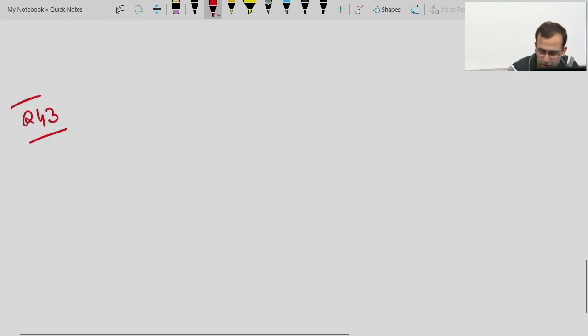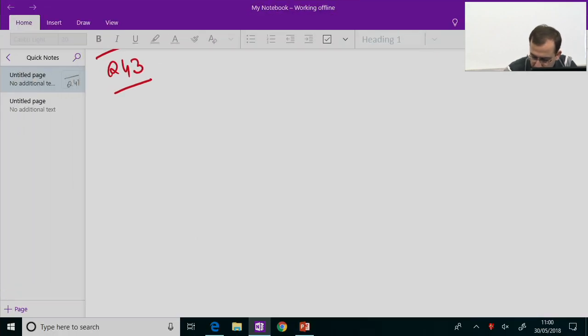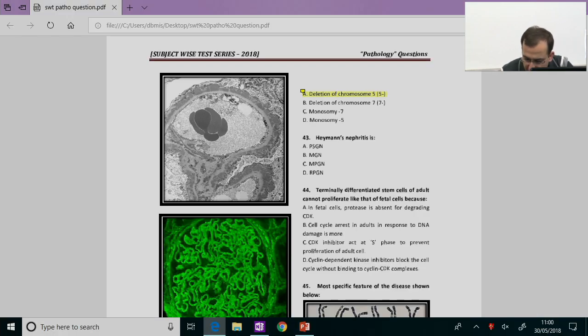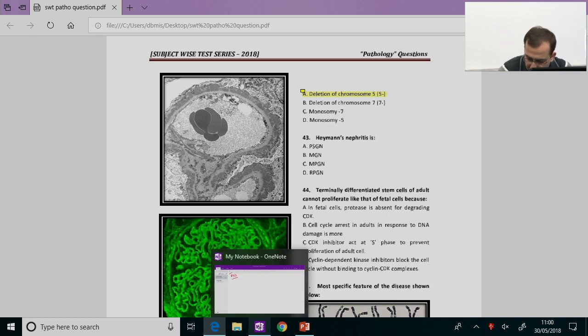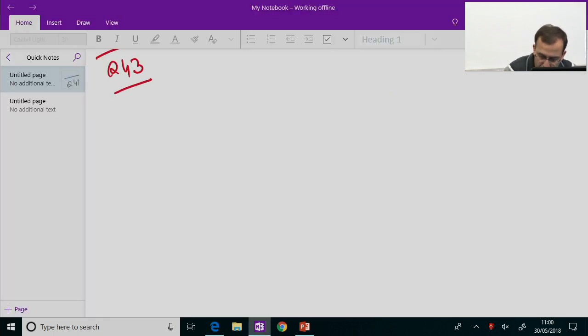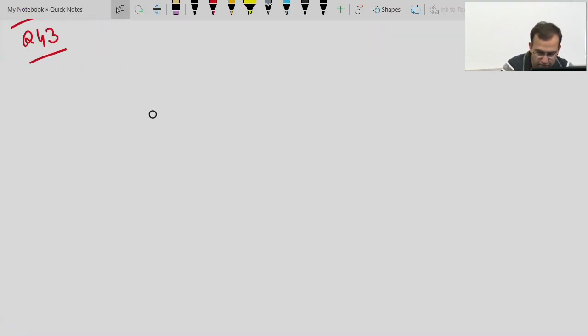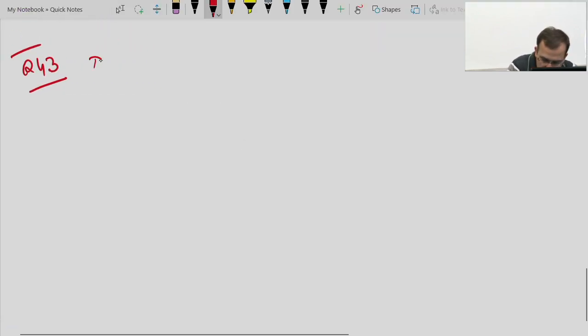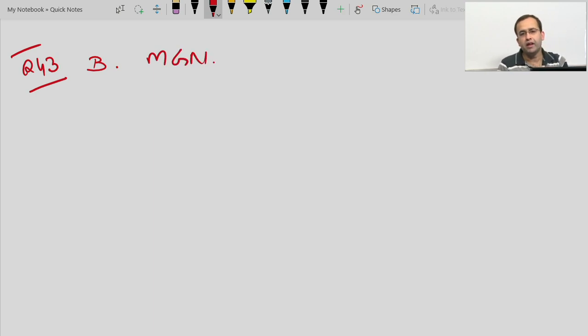This gets us to question number 43. Heymann's nephritis is an MGN, membranous glomerulonephritis. So coming to question number 43, the answer is B, that is MGN. Heymann's nephritis, it is an MGN. So let us see more details of Heymann's nephritis.